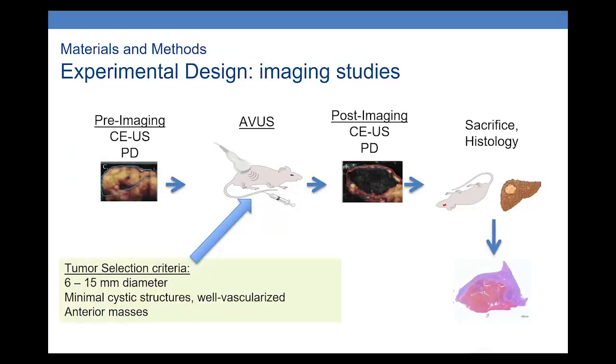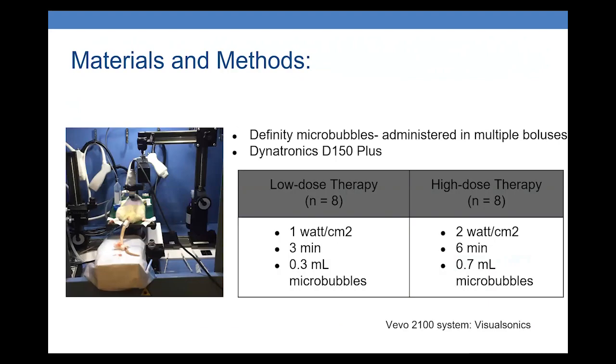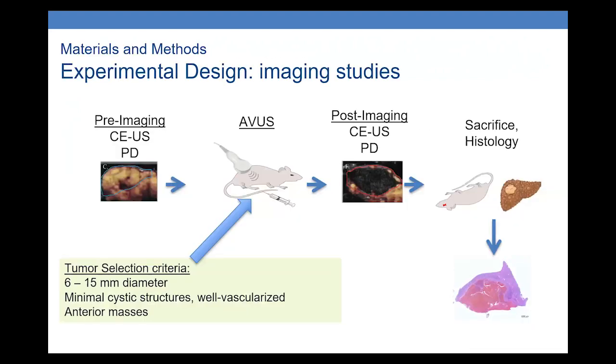So after 13 weeks of DEN, we have tumors growing in the liver. We have certain criteria for selecting the tumor for therapy, the size being between 6 to 15 millimeters, the location, anterior masses are usually chosen. Tumor should be well vascularized with minimal cystic structures. After we choose the tumor for the therapy, we do a pre-imaging with two modalities, contrast-enhanced ultrasound and power Doppler imaging. And we use the same modalities to assess the changes in the post-therapy imaging, after which we sacrifice the rat for histology validation.